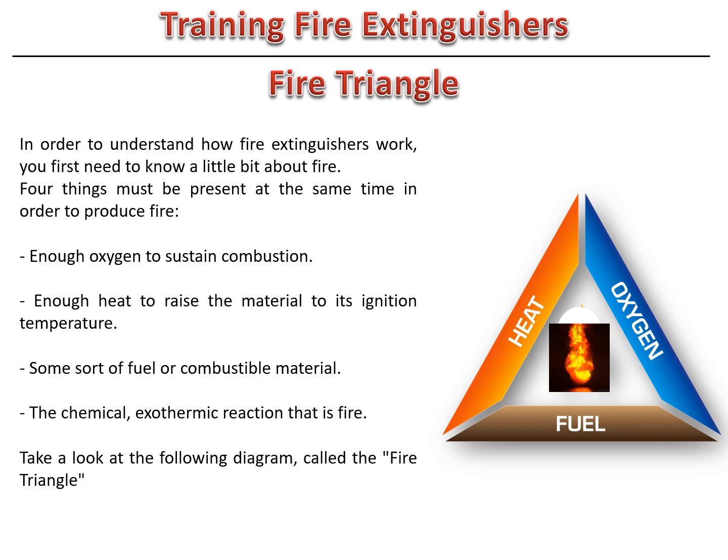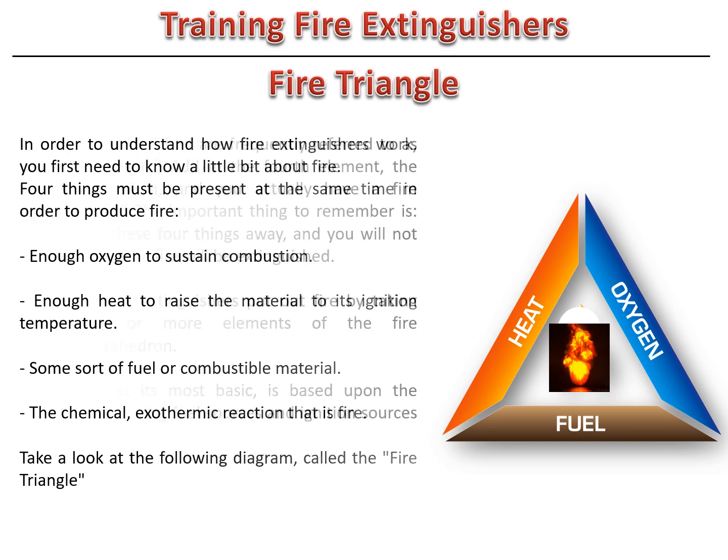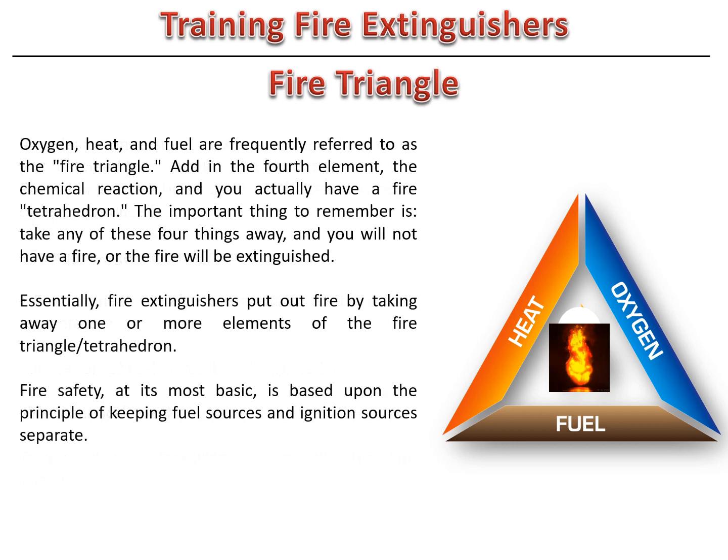Take a look at the following diagram, called the fire triangle. Oxygen, heat, and fuel are frequently referred to as the fire triangle. Add in the fourth element, the chemical reaction, and you actually have a fire tetrahedron. The important thing to remember is, take any of these four things away, and you will not have a fire, or the fire will be extinguished.